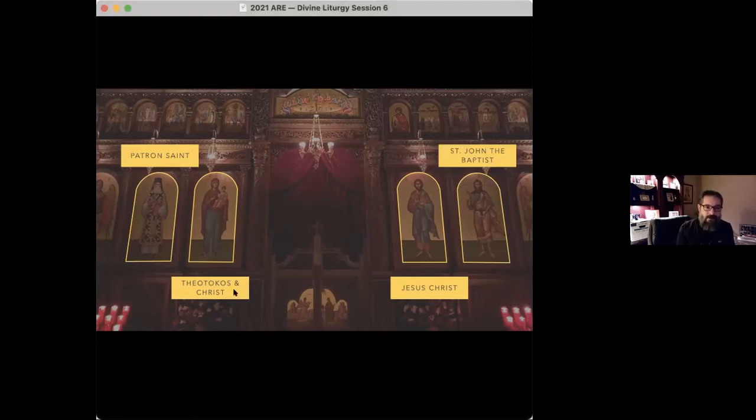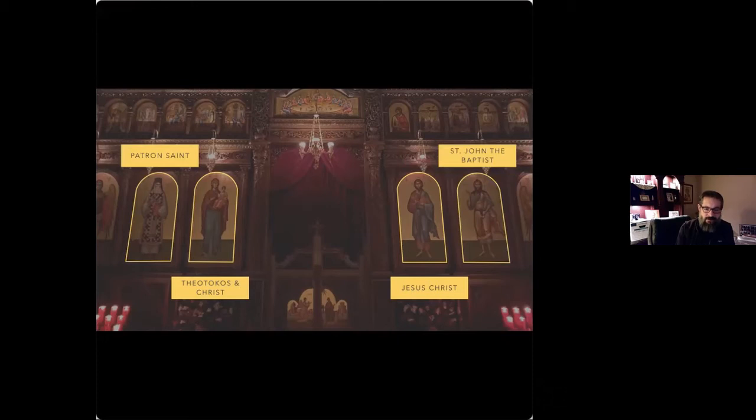And on the other side, next to the icon of the Theotokos and Christ, is the patron saint or the feast or event to which the church is dedicated. So, for example, here we're Saint Nektarios Church, so the icon is, of course, our patron saint. If you go to Holy Trinity, the Cathedral, they don't have a patron saint. They're dedicated to the Holy Trinity, so there's some icon there that tries to depict the mystery of the Holy Trinity, and so on and so forth in any Orthodox church.